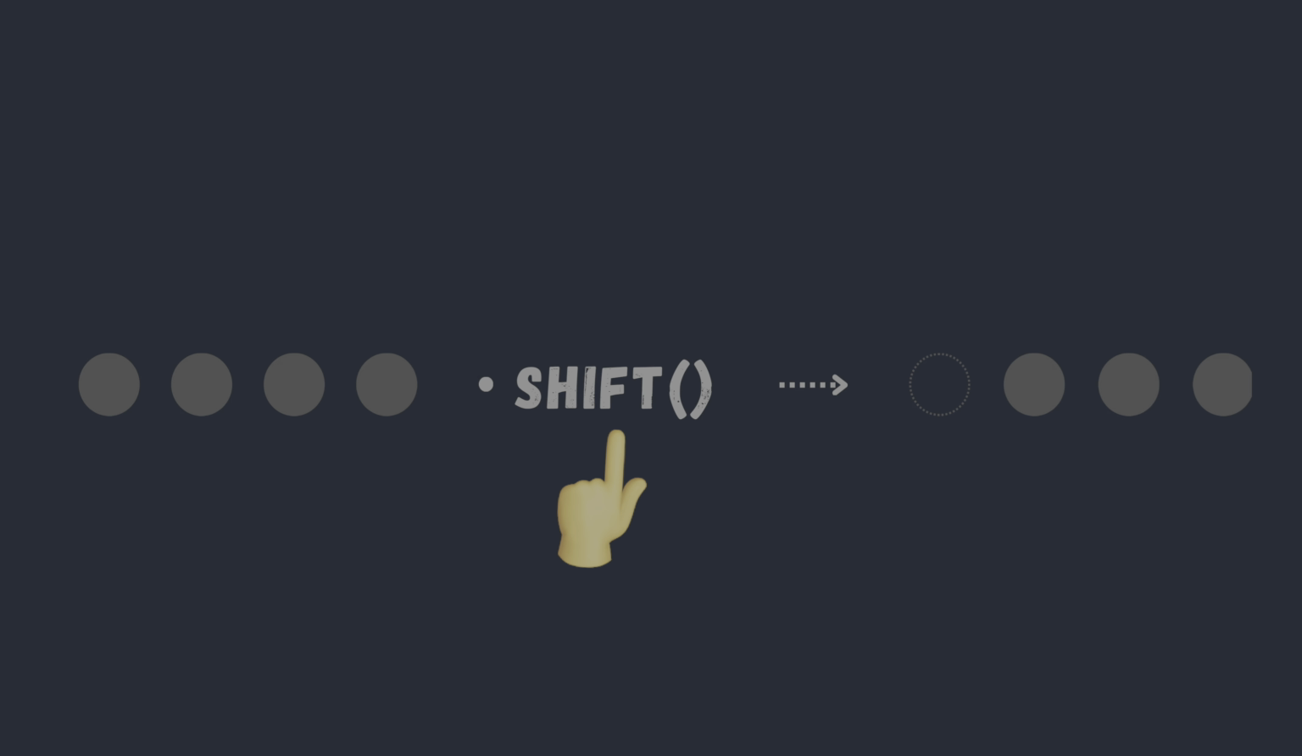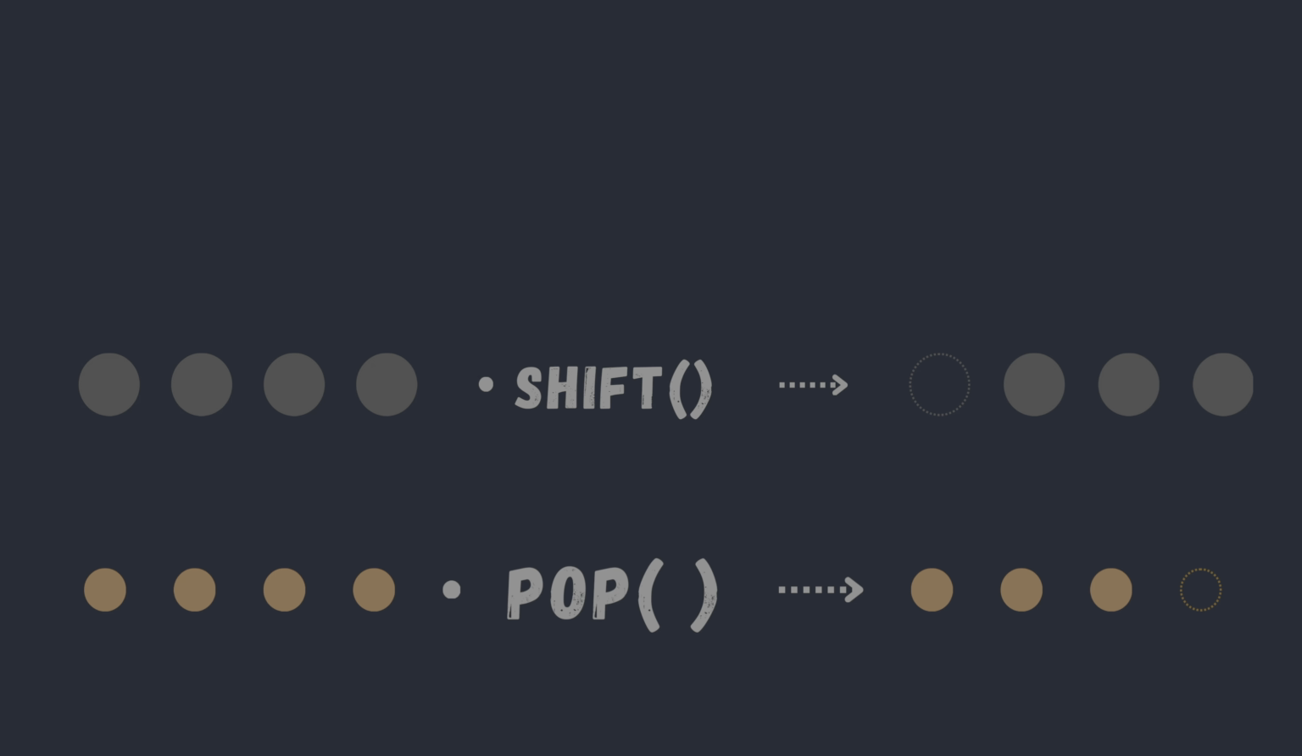The shift method in JavaScript is used to remove the first element from an array and return the removed element. Additionally, it modifies the original array by removing the element, which also results in the array length being decreased by 1. This method works like the pop method, which removes an element from an array. The key difference is that the pop method removes the last element, while shift removes the first element.